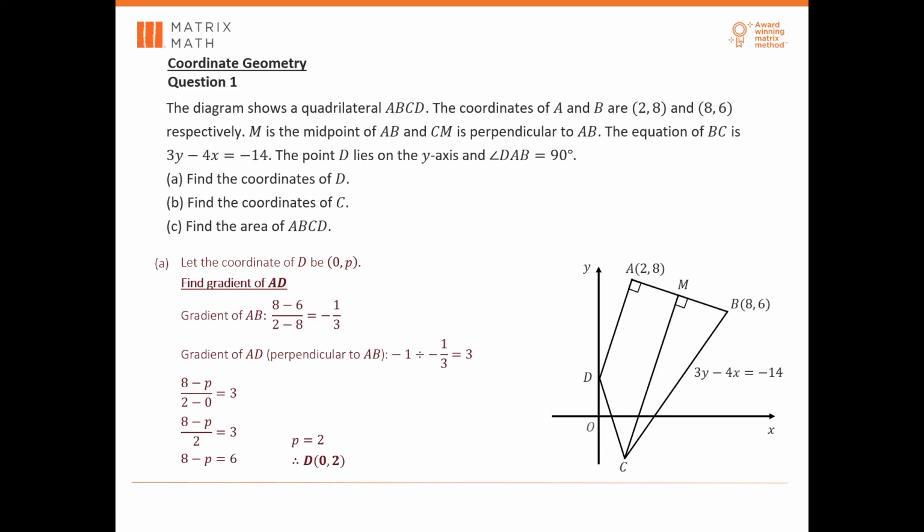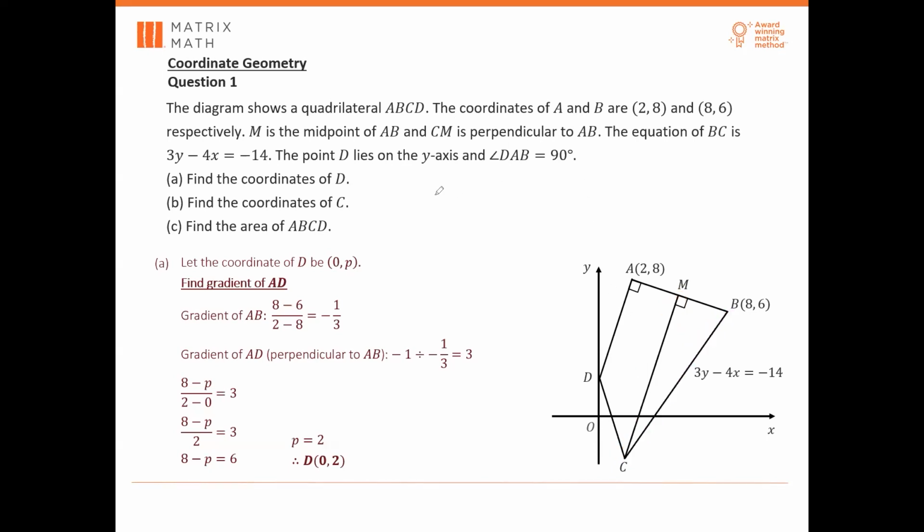Okay, part B. Find the coordinates of C. Now, if you look at the coordinates of C and where it's located, it is actually the intersection of MC and BC. Let's highlight it quickly. Yes, it's the intersection point of MC and BC. So we have the equation of BC. All you have to do is find the equation of MC, do the simultaneous equation, and you'll be able to solve for the coordinate of C.